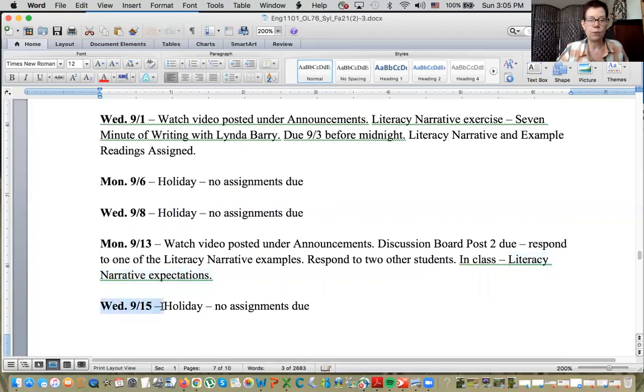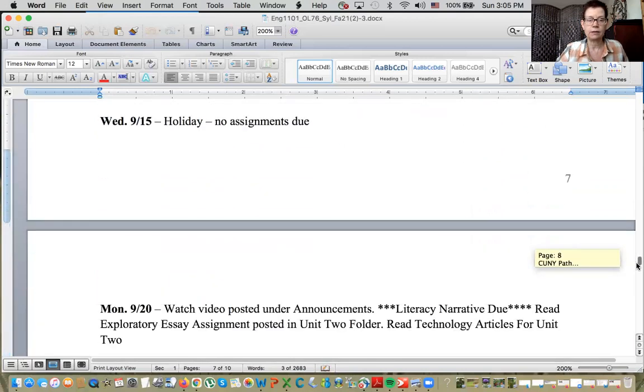Note that Wednesday is a holiday, no assignments due. No more classes until Monday. And notice that on Monday, the literacy narrative is due before midnight on Monday. So we'll have one more chance to talk about it before it's due. I will get in touch with everybody, and we're going to talk about that.